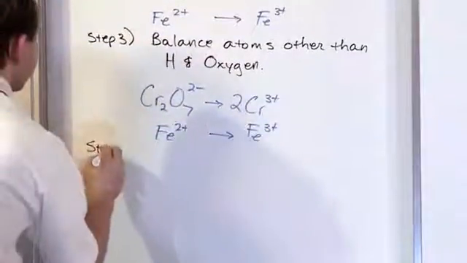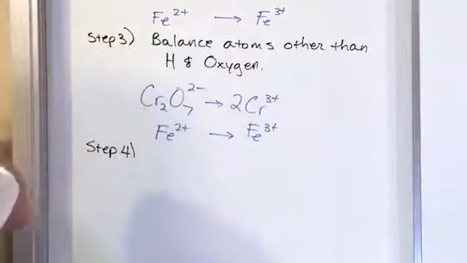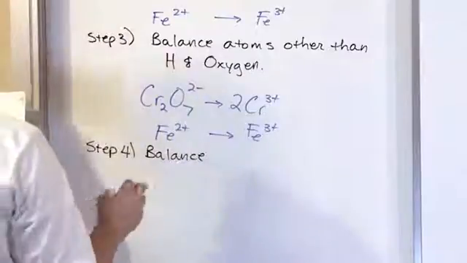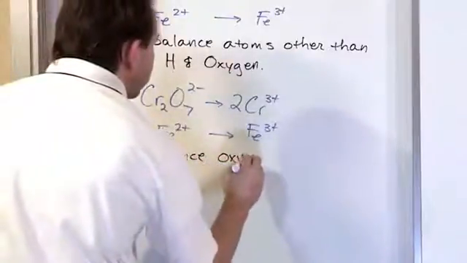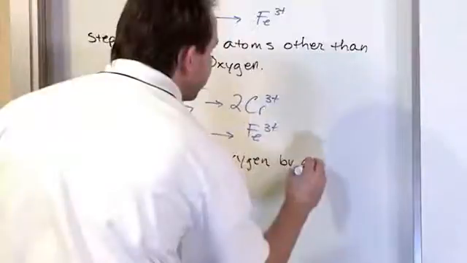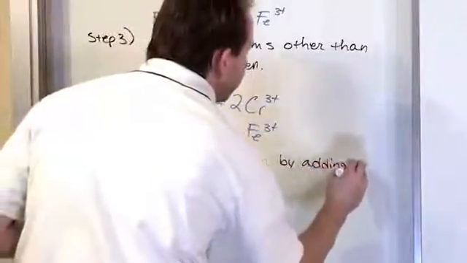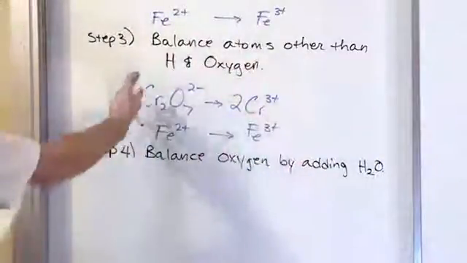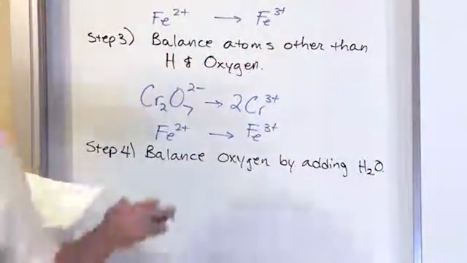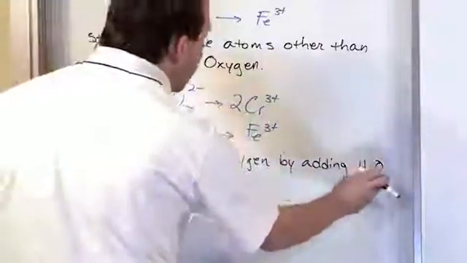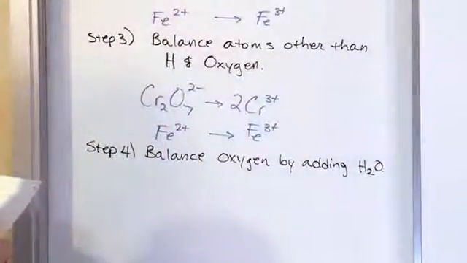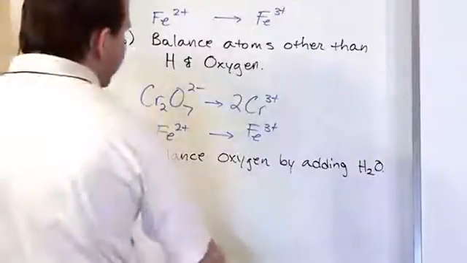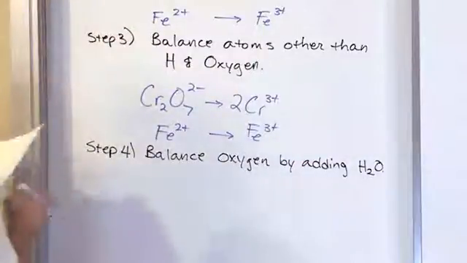So step 4. Now what we're going to do is balance oxygen by adding H2O. We're going to freely add water to whatever side we need to balance oxygen. So let me go ahead and do it, and I know it looks a little weird, but then I'll be able to show you clearly why it works and why it's important.